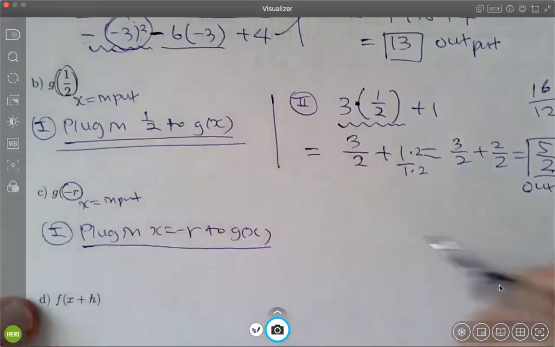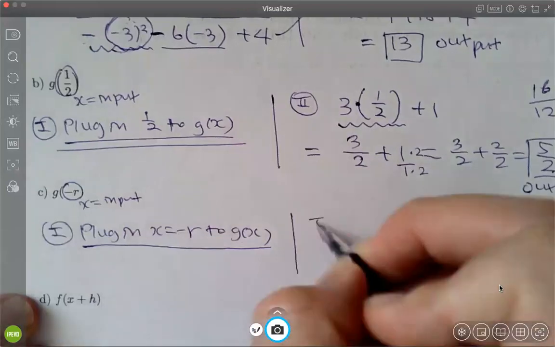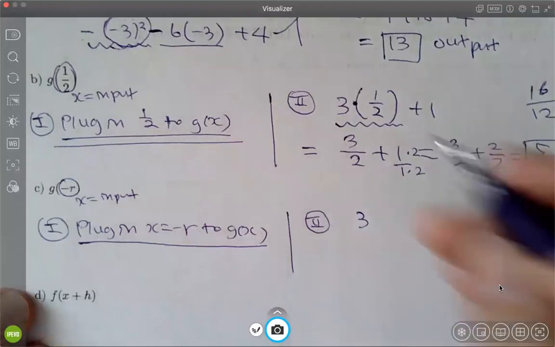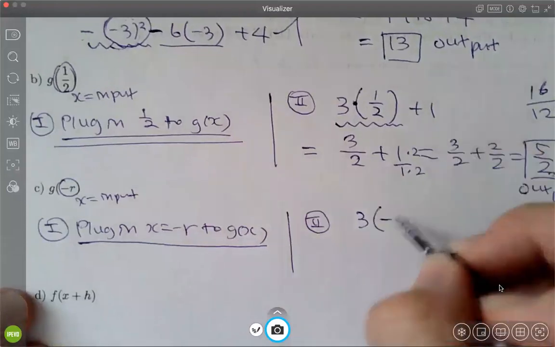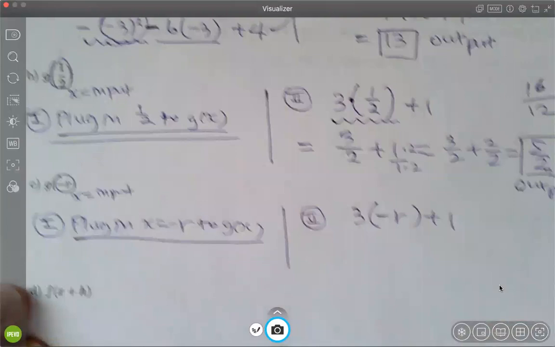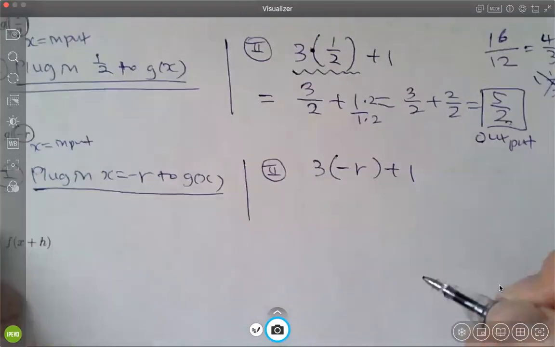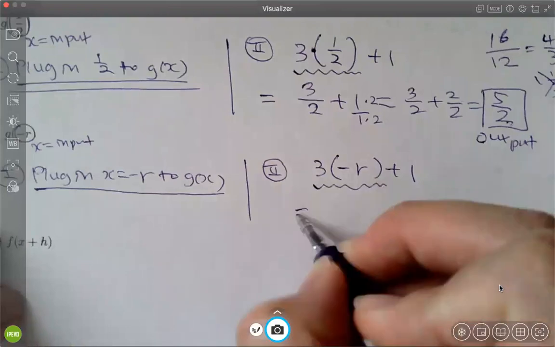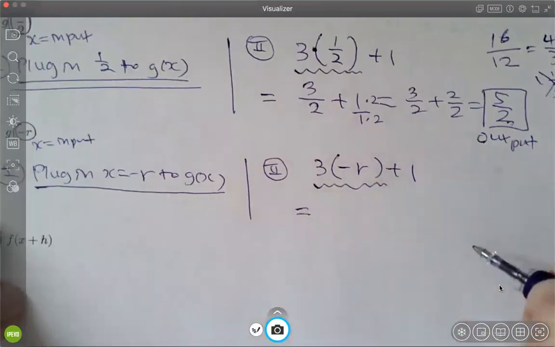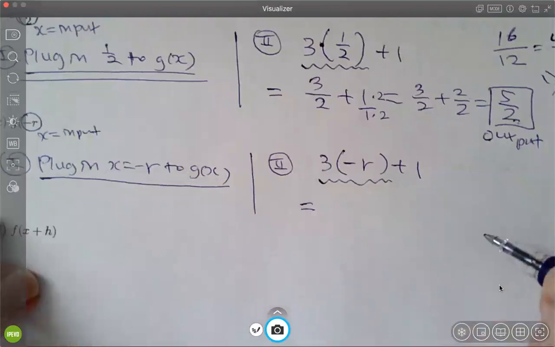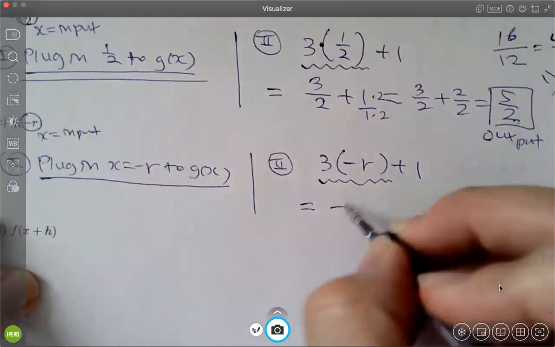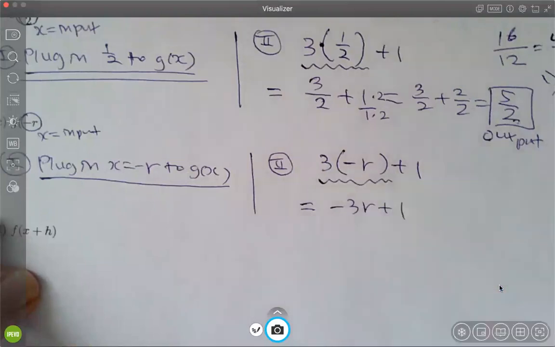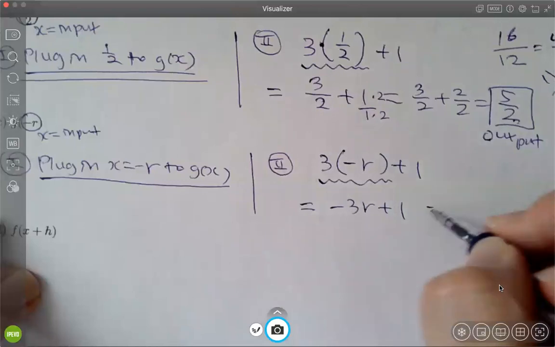Okay, so what do we have? 3 stays the same, and then instead of x, we have negative r and then plus 1. And now, what is 3 parentheses negative r? What's that? Negative 3r. Right, yeah, multiplication, right? And then plus 1.